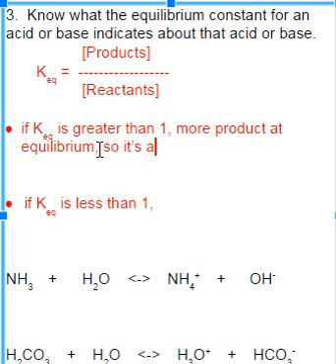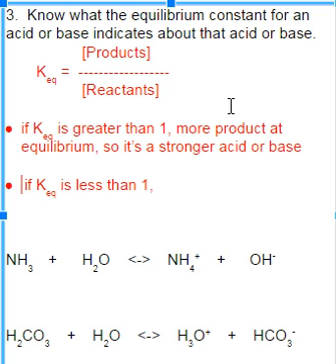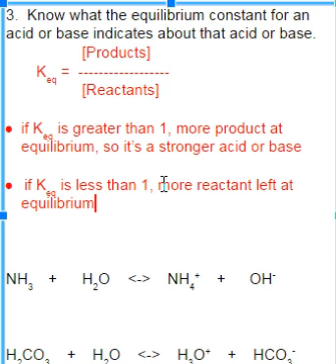So it's a stronger acid or base. And if Keq is less than 1, then you have more reactant left at equilibrium. And in fact, most Ka and Kb values are far less than 1. You rarely see one greater than 1. And so that means it's a weaker acid or base.